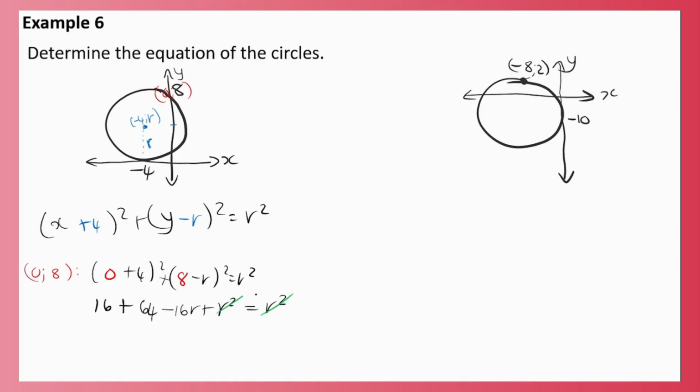So we need to get our r's on one side and our numbers on the other side. So it will be 16r on this side if you add it, and then those two added together is 80. We divide by 16, so that we get r is 5, and r squared is therefore 25. And then you just substitute in. The final answer will be (x + 4) squared plus (y - 5) squared, equal to 25.